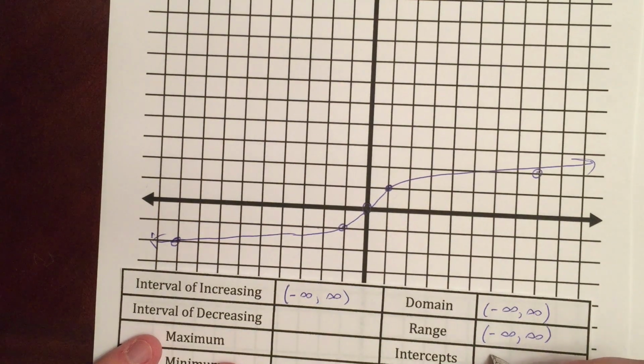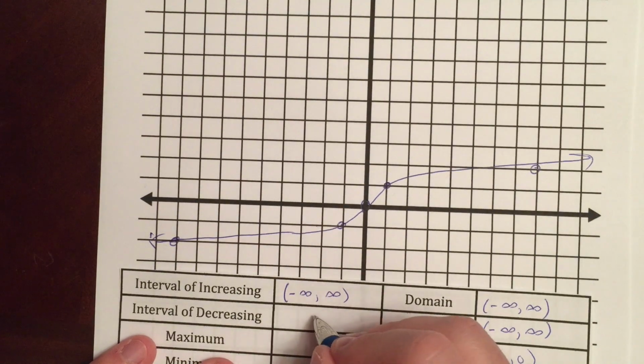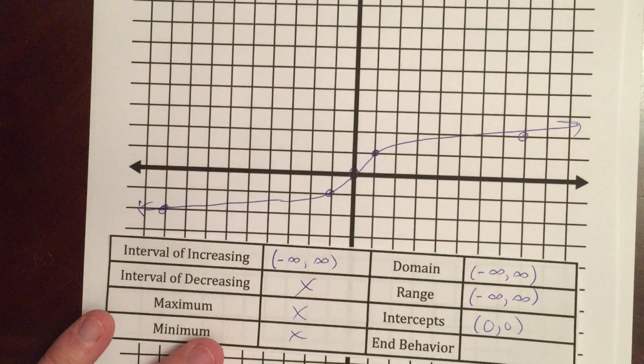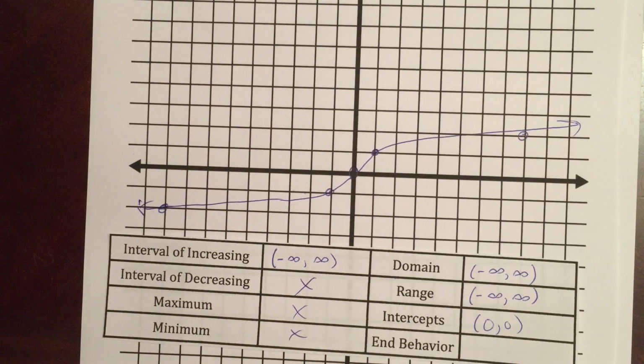Okay, the intercept, there's only one, the x-intercept and the y-intercept, (0, 0). The interval decreasing, there is none. There is no max or minimum because it won't reach an absolute max or an absolute minimum.